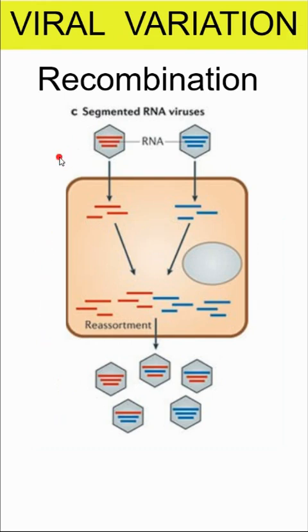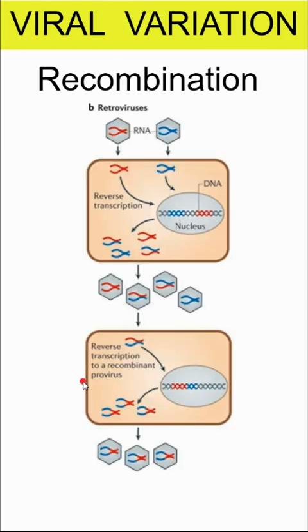We can also have recombination where we have these segmented RNA viruses that are also infecting, and it's the reassortment of all these segmented RNA pieces, this genetic information, that can get reassorted and reassembled into new variations of the viruses. Again, this is what makes the flu virus so hard to stop, because influenza goes through this process of reassortment.